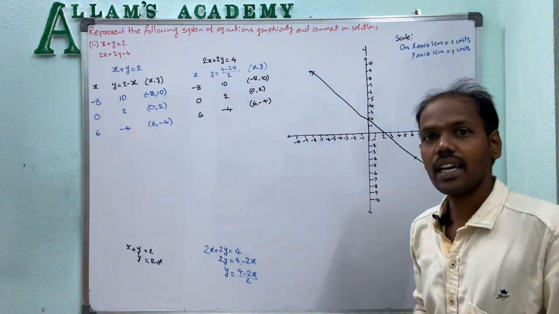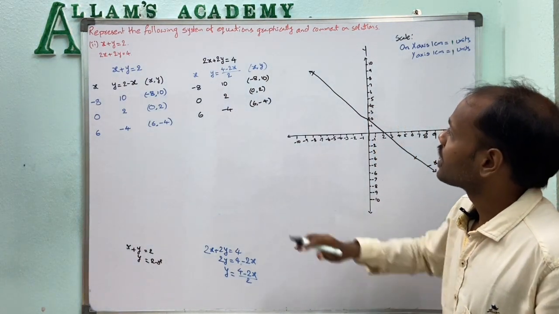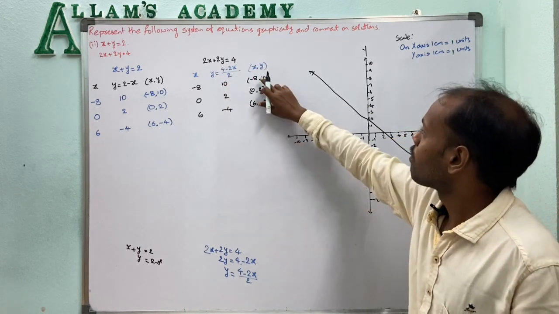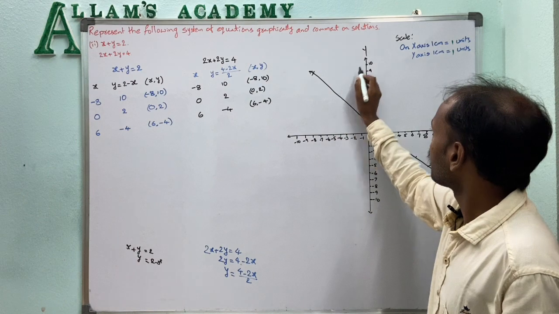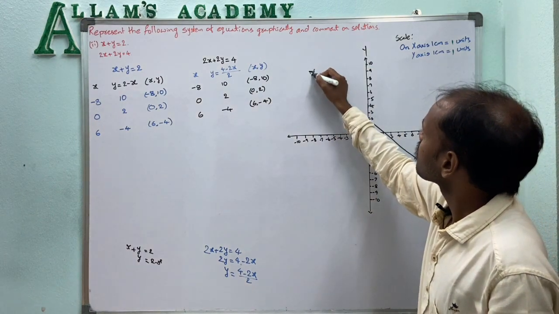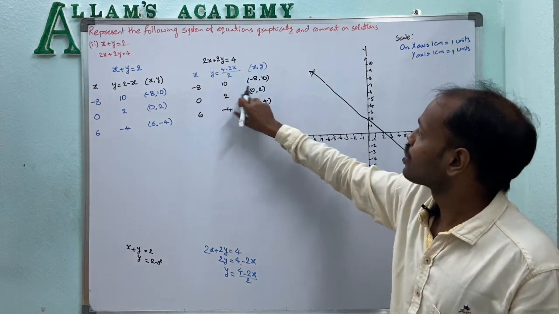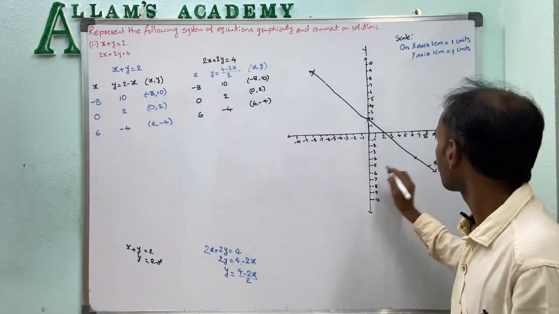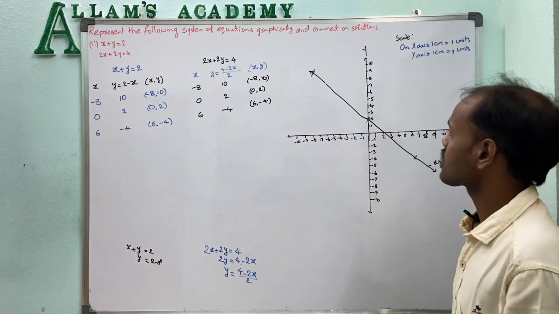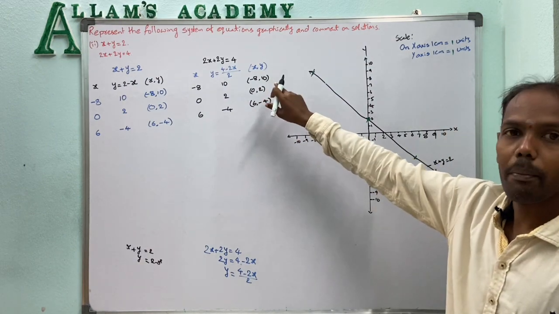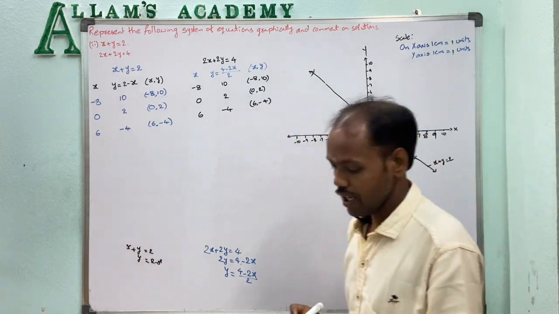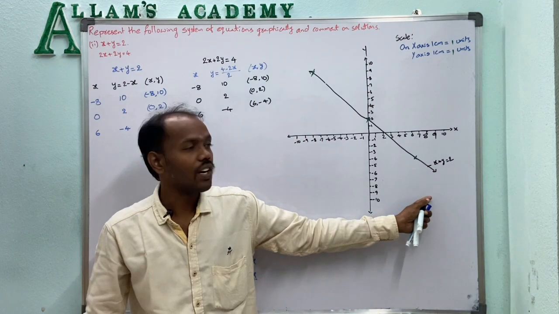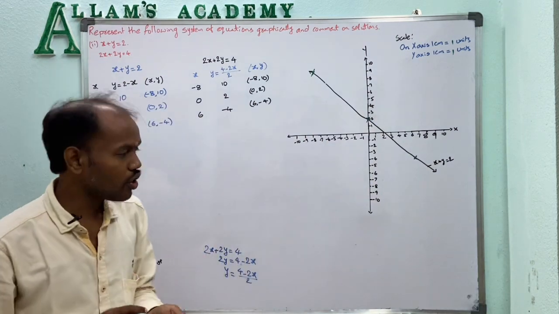For the second linear equation, 2x plus 2y equal to 4, locating points: minus 8 to 10, that is also the same point. Next 0 to 2, same point. 6 to minus 4, that is also the same point. So both sets of points are the same. That means on that line each and every point is a solution.